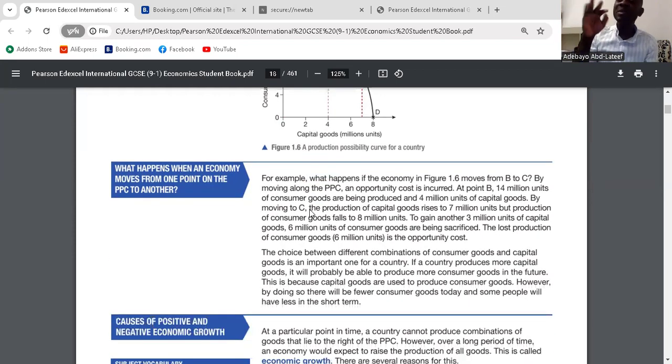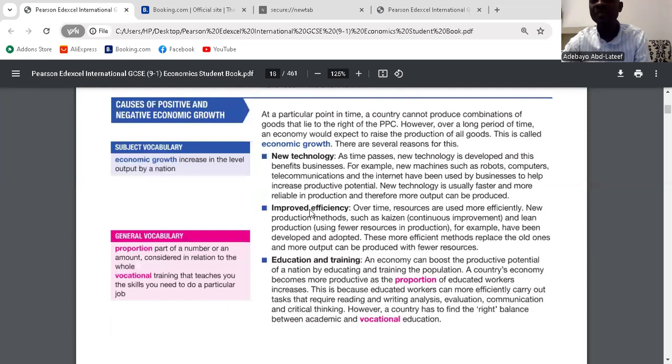So movement along the PPC means there's going to be an increase in one output and a reduction in the second output. That is the movement. Clear? Yes. So we go to causes of positive and negative economic growth. When we talk about economic growth, we're talking about an increase in the country's GDP, an increase in the country's output. Your PPC measures your GDP, which is the output of a country. The monetary value of your PPC is our GDP. Is it clear, please?